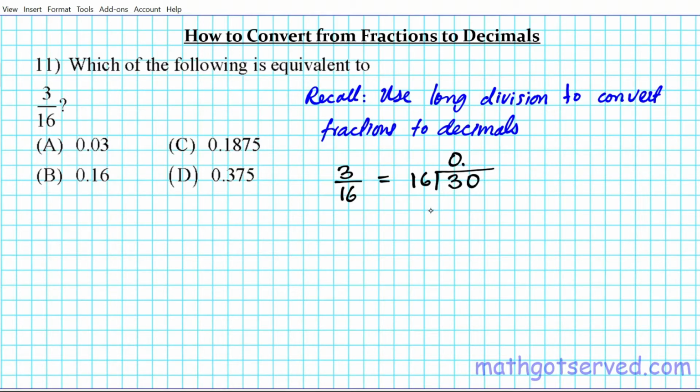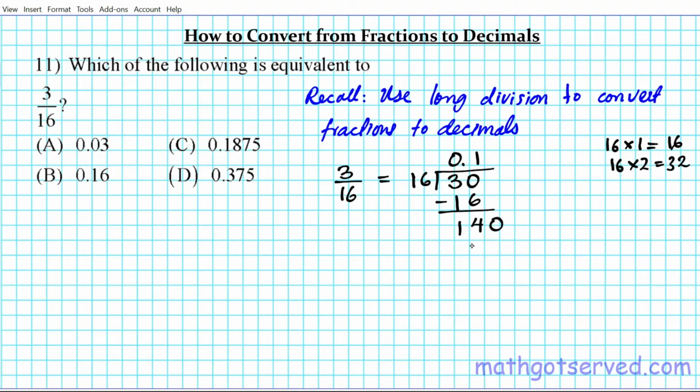How many times does 16 go into 30? We know 16 times 1 is 16, and 16 times 2 is 32. That's too big, so it's going to be 1. All right, so put a 1. 1 times 16 is 16. And then we just subtract, okay? When we subtract, we borrow 1 from here. 10 minus 6 is 4, and then 2 minus 1 is 1.